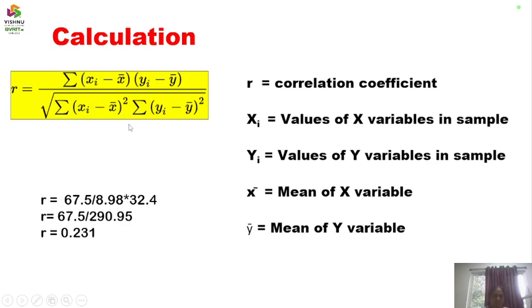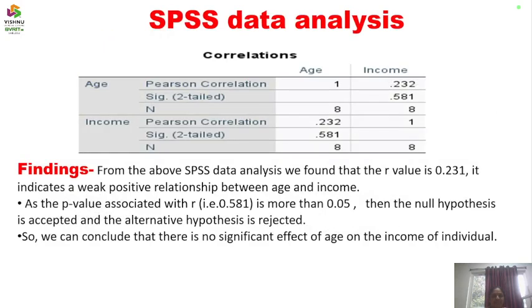So this is the formula we are going to use: summation of xi minus x bar, yi minus y bar, under root of summation of xi minus x bar whole square, summation of yi minus y bar whole square. After calculating all those things, you are getting 0.231. So this indicates that it's a very weak correlation between age and income. Like that, we are going to find out the values.